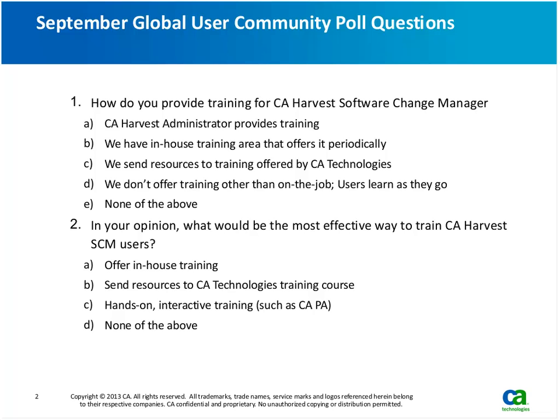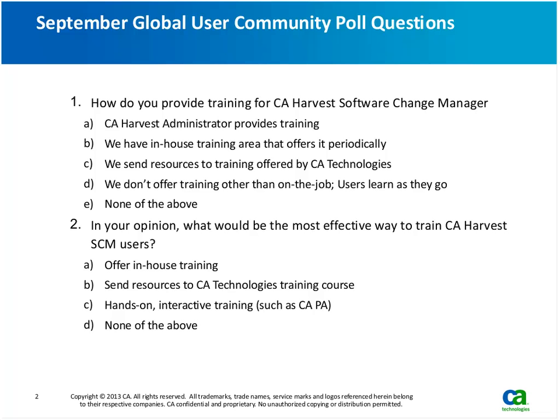Option D, we don't offer any training other than on the job. People learn as they go. I see 1. Okay. And then option E, none of the above. I haven't presented you with an option that's appropriate. Okay, I see none. Very good. Let's move on to the second question.